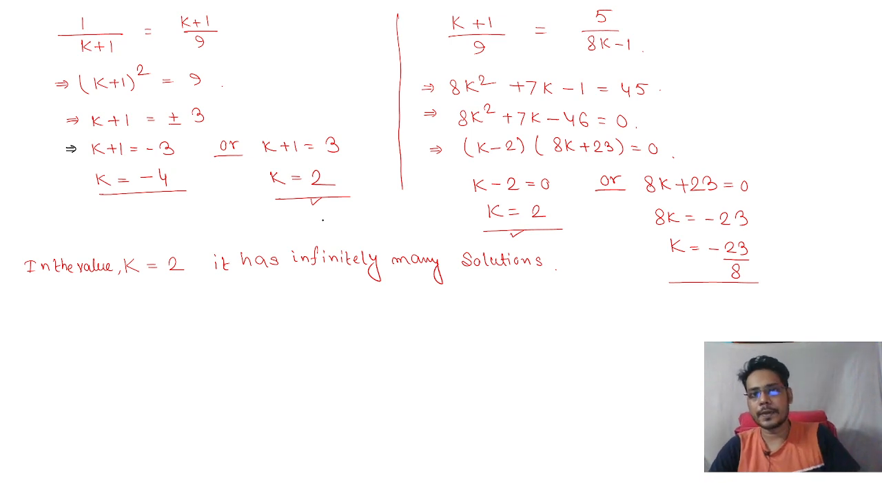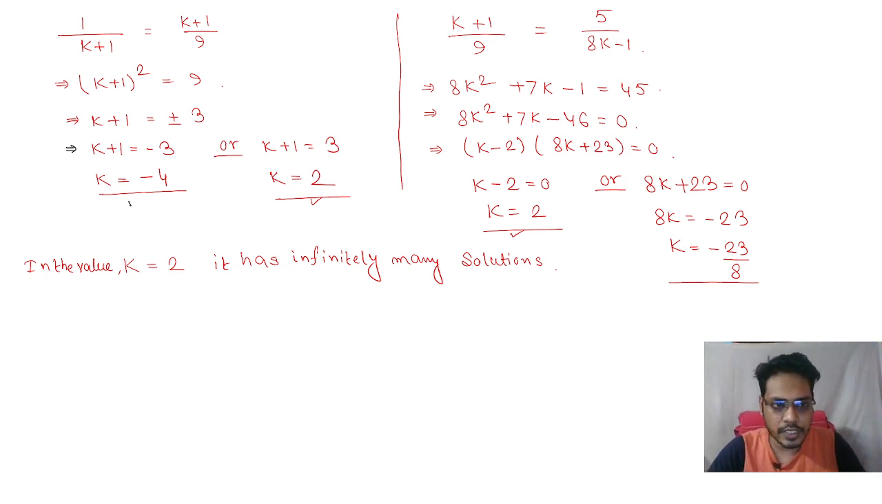And from the right side, you get 8k² + 7k - 1 = 45, or we can say 8k² + 7k - 46 = 0. If you factorize the middle term, you will get (k - 2)(8k + 23) = 0. So that means k - 2 is 0, or 8k + 23 is 0. So k is 2 or k is -23/8.